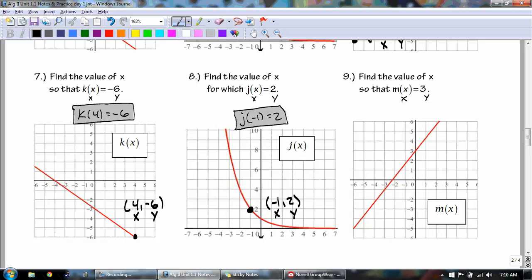You're trying to find it when it equals 3. So m of what equals 3? There's my point, and that's the point 0, 3. There's my x, there's my y. So x is 0.